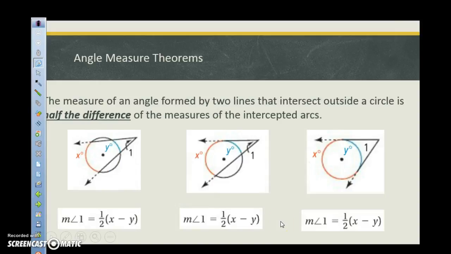Or the vertex could be on the outside. All three of these cases, they're a little bit different, but all the vertexes are on the outside. Therefore, all the formulas are the same. This time, we're going to subtract the arcs and then take half.